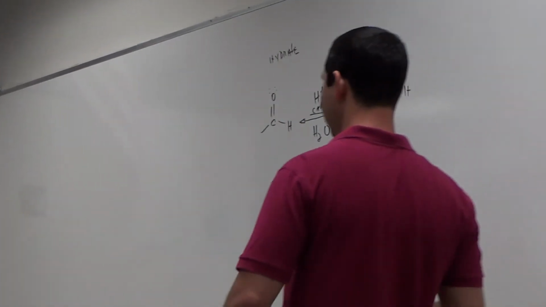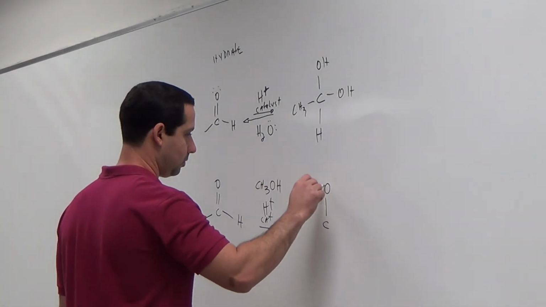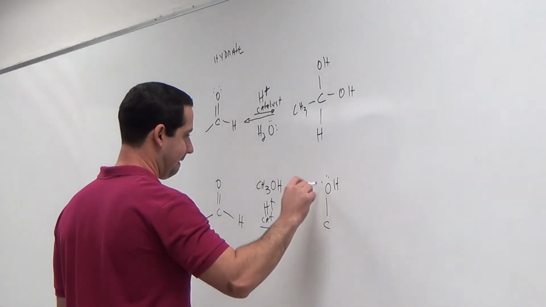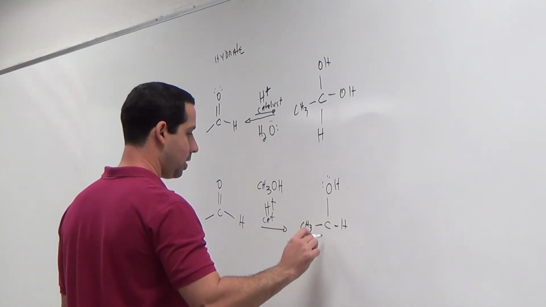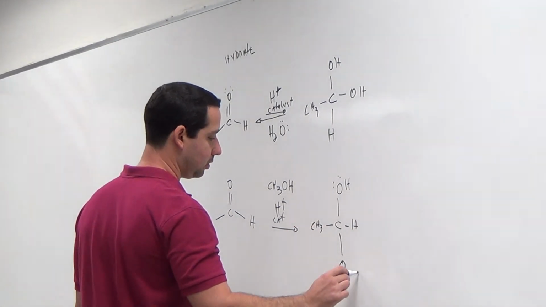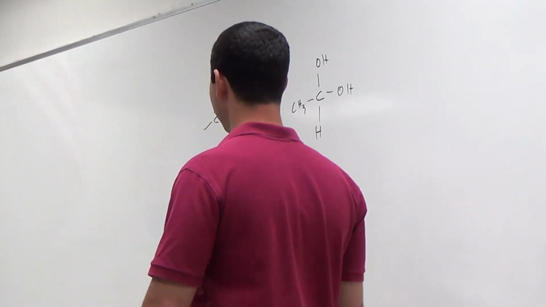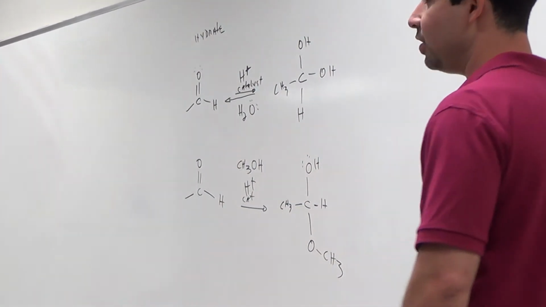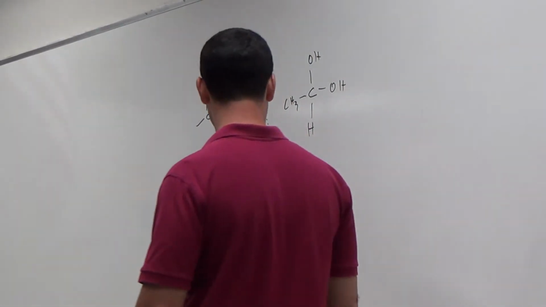So what is this going to give us here? We're going to add the CH3O alcohol, OH on one side, CH3O on the other side, and what else? CH3O. That has a special name. The one on the top was called a hydrate, and this one here is called, what is it called?